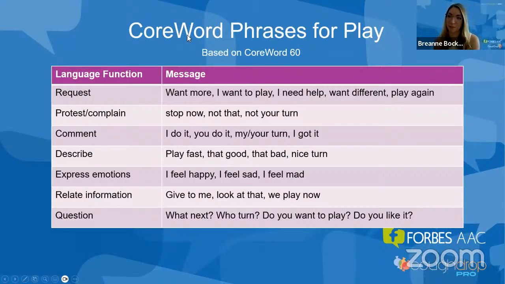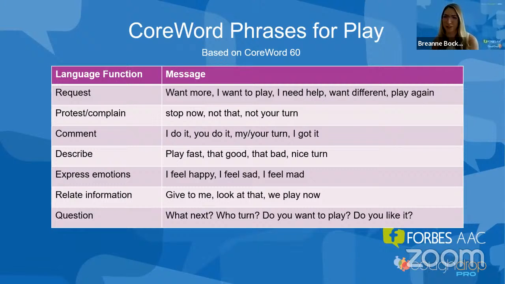And these are just some examples of some CoreWord phrases you could use during play, and these are all based on CoreWord 60. We can request, like, you want more, I want to play, I need help. You can protest if you don't like it. You can tell it stop. You can say not your turn. You can make comments. I do it, you do it, your turn, I got it. We can describe, play fast, that good, that bad, nice turn.